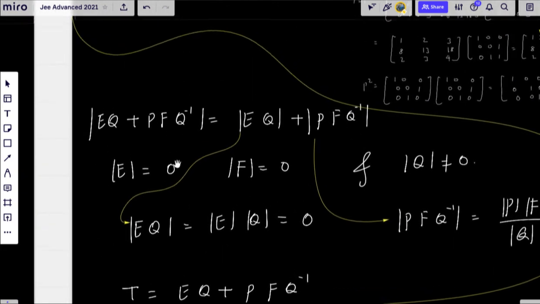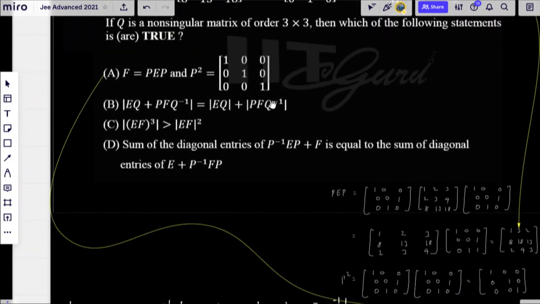So what we conclude is that for this B option, the right side is 0, very obvious, and the left side is not going to be 0 as we have considered this T. So B option is incorrect. We can say that A option is correct, B option is incorrect. Now test C and D. From C and D, very clear.